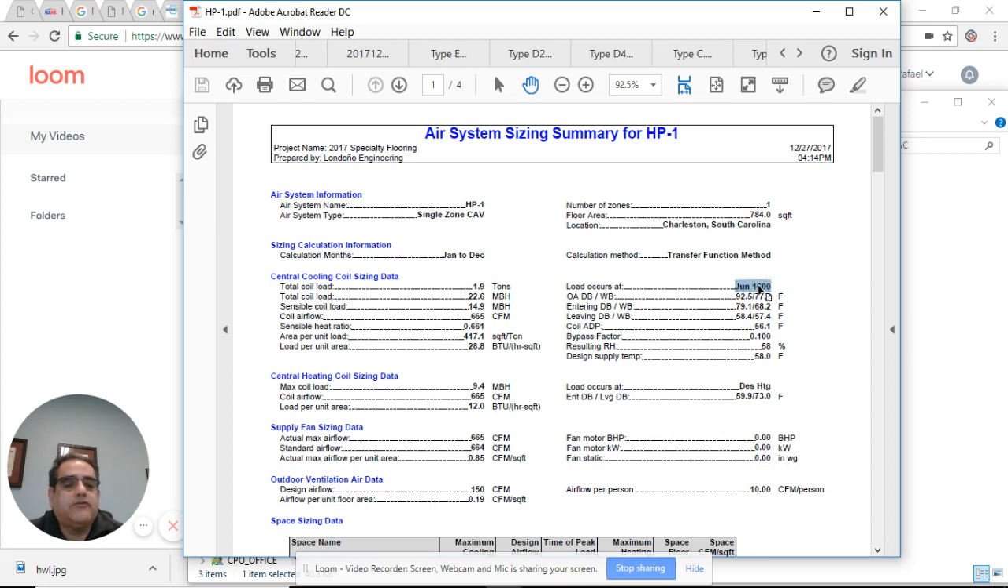Sometime in June at 4 p.m. when the temperature outside is 92.5 degrees, wet and dry bulb. Maybe we'll explain wet bulb and dry bulb at another time, but these are conditions that occur in Charleston, South Carolina at 4 o'clock in June, so 92.5 degrees.